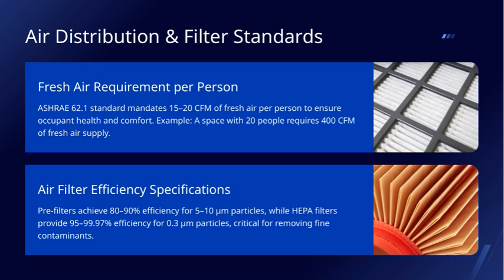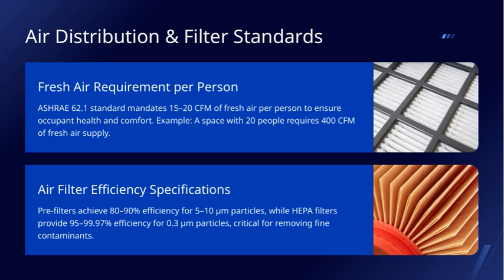Speaking of advanced filters, HEPA filters are designed to be incredibly effective. They provide between 95 and 99.97% efficiency for particles as small as 0.3 micrometers. These tiny particles include fine contaminants, such as bacteria or some viruses, making HEPA filters critical for maintaining cleaner and healthier indoor environments.